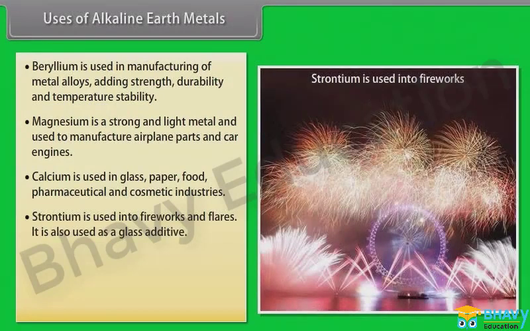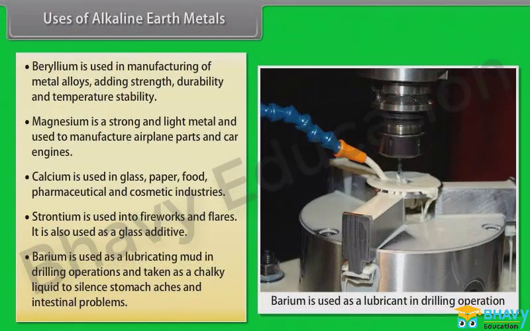Strontium is used in fireworks and flares. It is also used as a glass additive. Barium is used as a lubricating mud in drill operations and taken as a chalky liquid to soothe stomach aches and intestinal problems.